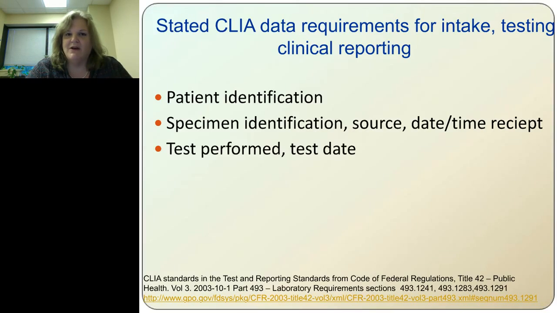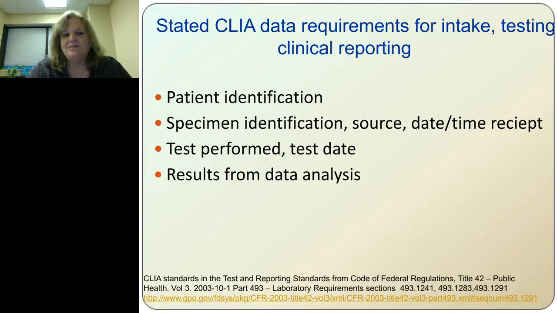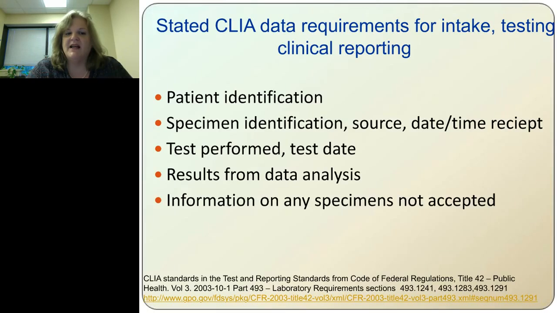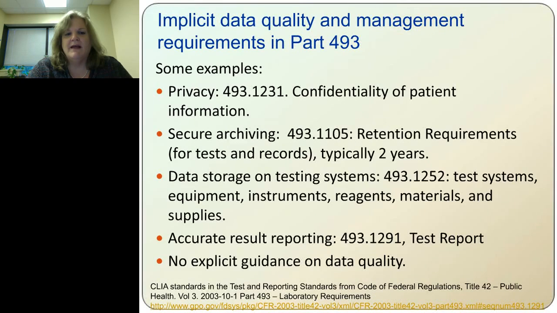So what tests you do on the record, which test was performed and when the test was done, the results from the data analysis, and information on any specimens that didn't make it into your laboratory because of quality issues. So there's a few others, but that's the main gist of what CLIA requires for clinical reporting. And there's also implicit quality and management requirements in there.